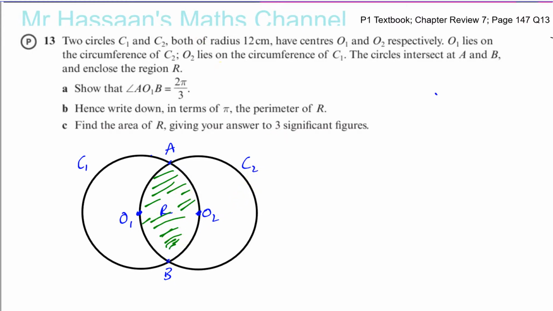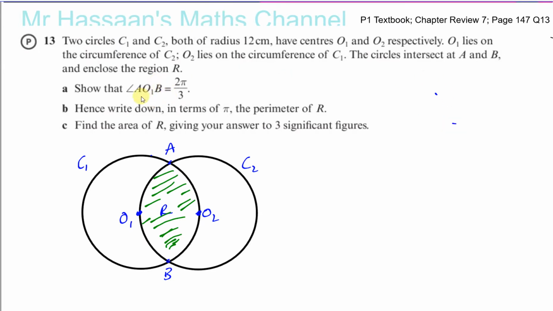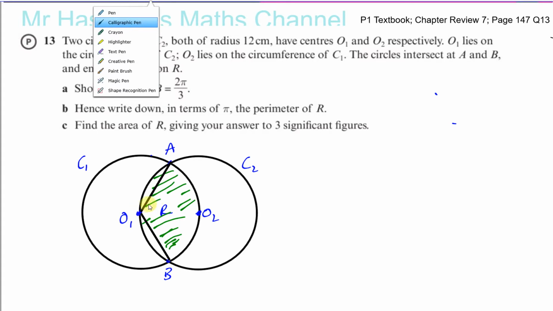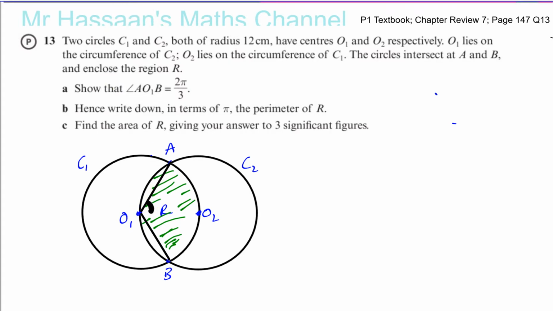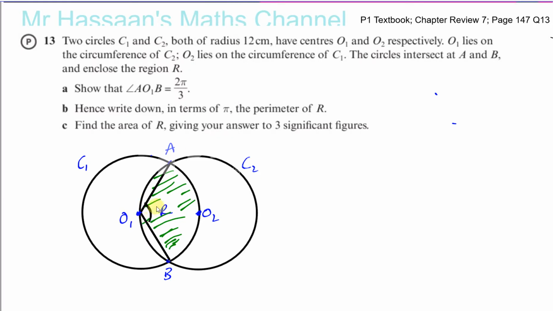And then it says, show that angle AO1B equals 2 pi over 3. So AO1B would be the angle in this position right here. Let's call that theta for now. That's the angle theta, AO1B.